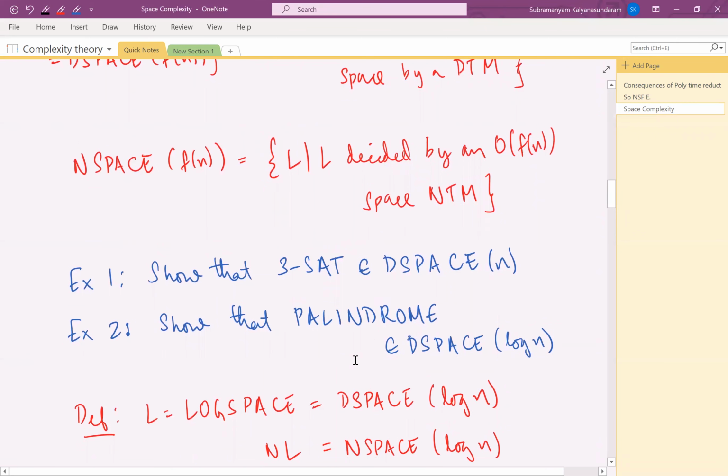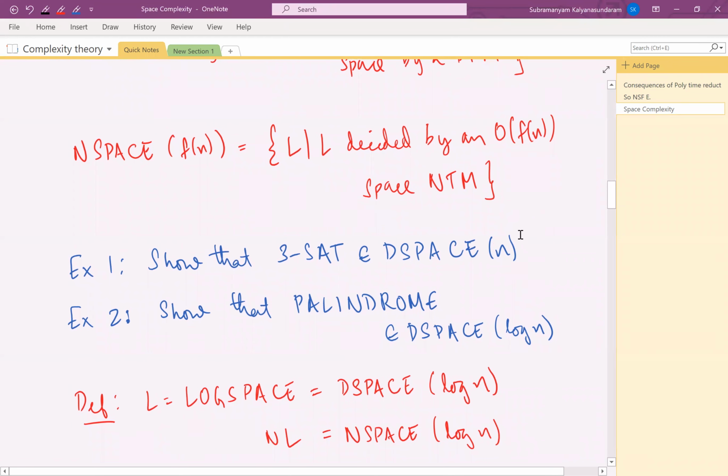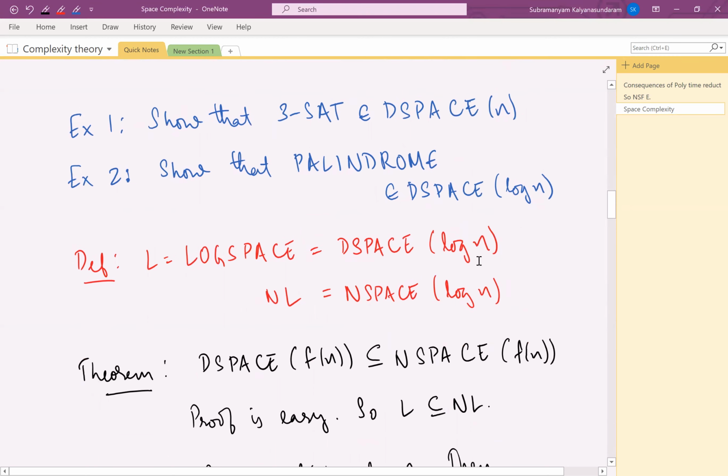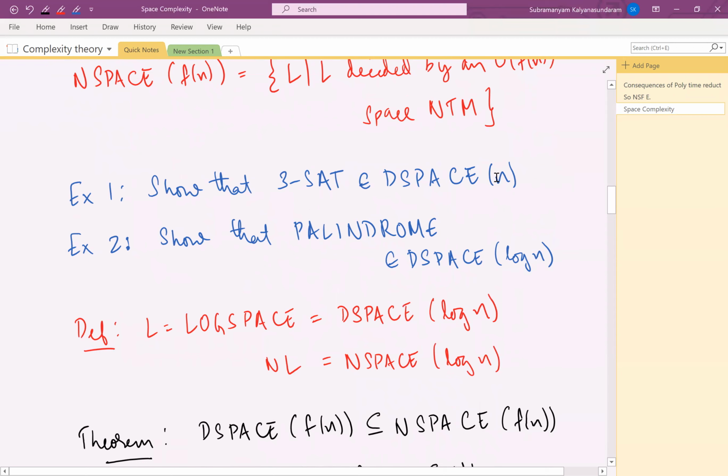Exercise 2 is even simpler. Given an instance of palindrome, where palindrome means the set of all strings that read the same way from right to left and left to right, the class palindrome is in DSPACE of log n, in deterministic space log n. DSPACE of n means order n space, and this also means order log n space. This is still interesting: the algorithm is very simple, but it is somewhat surprising when you see it in this perspective.